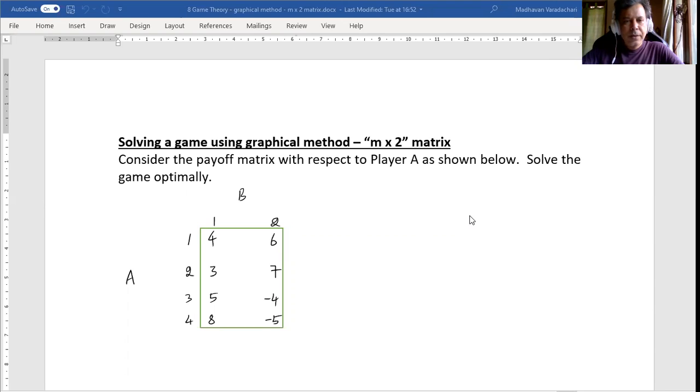Hello everyone. In this problem, we are having m rows and two columns. Means the number of columns is two, but the number of rows can be m. M generally will be greater than two.